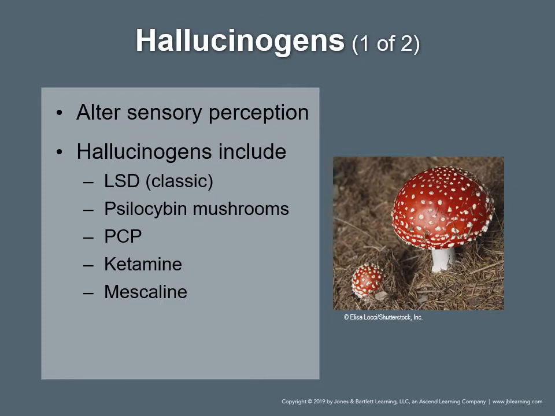Hallucinogens alter a person's sensory perception, seeing, hearing, or feeling things that aren't actually present. Experiences involving hallucinogens vary markedly, even among people taking the same dose of the same drug from the same batch. The classic hallucinogen is lysergic acid diethylamide, which is LSD. LSD primarily affects the senses rather than changing physiologic functions.